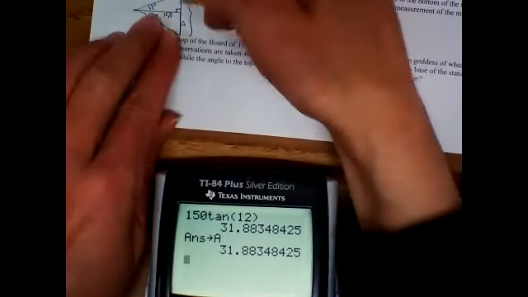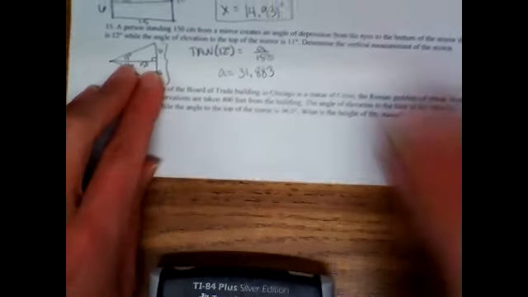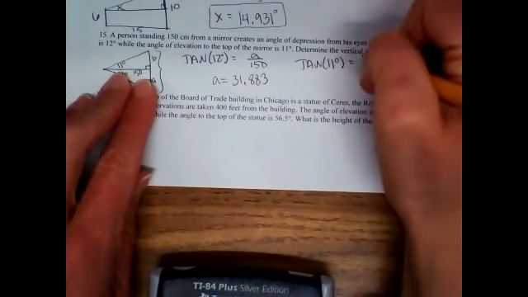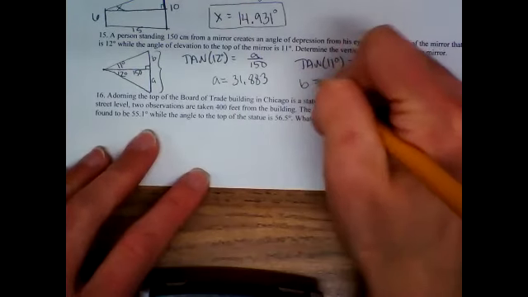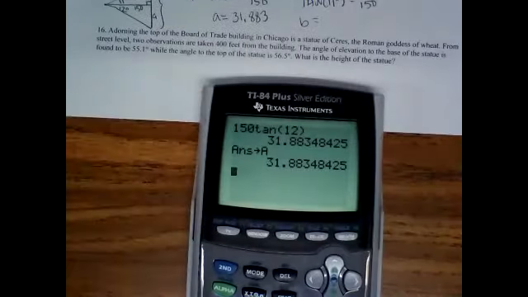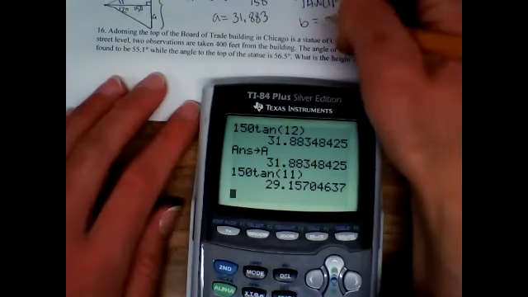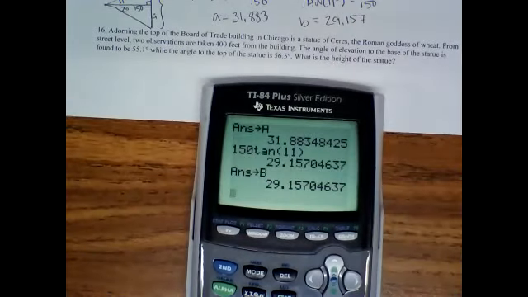Now let's do the triangle on the top. Let's call this B. You would have tangent of 11 degrees equals B over 150. So multiply the 150 over, you're going to type in 150 tangent of 11, slightly smaller, so 29.157, and then store that as B. Store alpha B, enter.